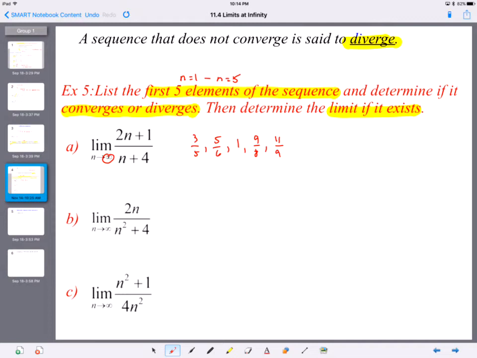Well, if you actually look at this, once again, this goes right back to limits at infinity. Even though these are sequences, we still are looking at rational functions. And so when you look at the degree of the numerator and the denominator, they're both 1. So as we look at this, these are the first 5 terms. The horizontal asymptote is at y equals 2, so it does converge, and it converges at 2.